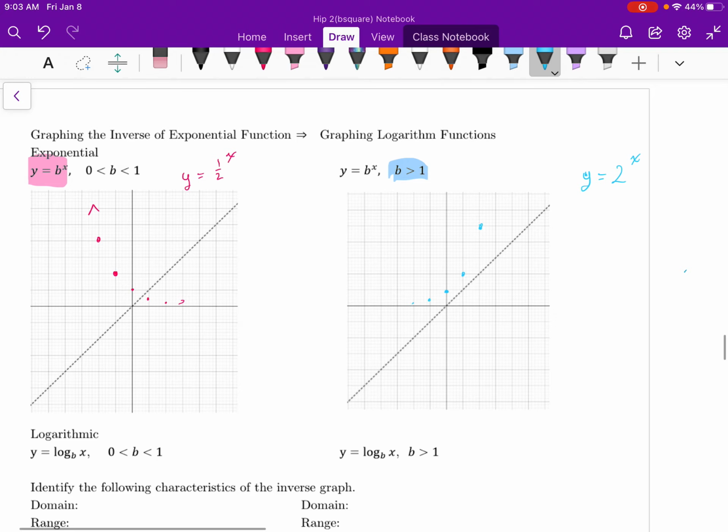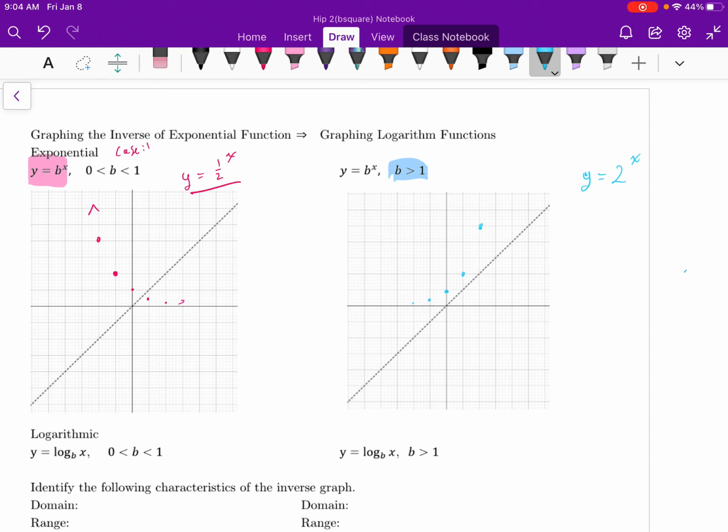So let's just look at two functions. I did some of the legwork here, and you can do this legwork ahead of time too. Just for speed, we're going to graph exponential functions, and we're going to take a look at two cases. Case 1 is where our base is between 0 and 1. For example, the example that I'm going to be using is y is equal to 1/2 to the power of x.